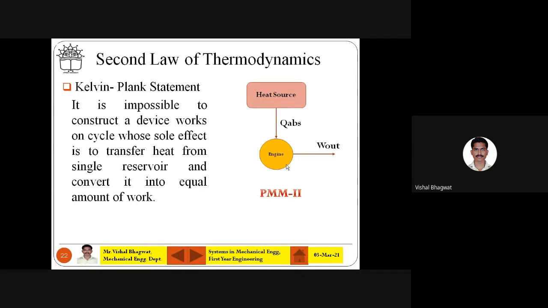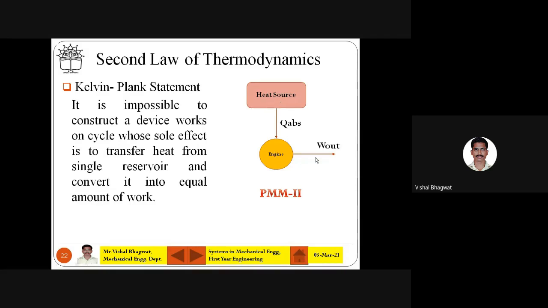So you see, this is called PMM2 now. PMM2 means what? Which will disobey the second law of thermodynamics. And what does the Kelvin-Planck statement say? This figure is not possible. That means this figure is of PMM2, perpetual motion machine of second kind. I hope you are getting it.